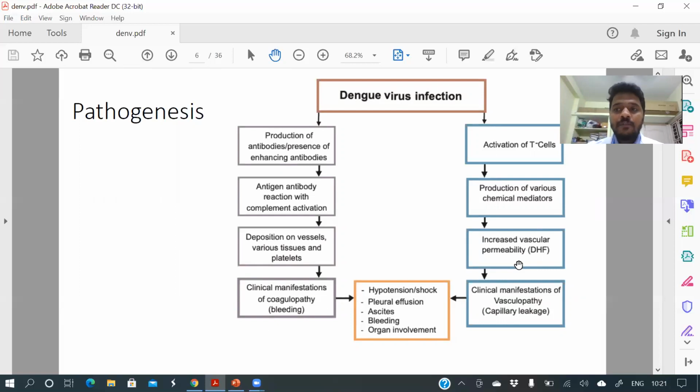So after fixation of the complement, that complement activation complex, the complement destruction complex, C5 to C9, will get formed, and then it will form pores and damage all the cells. So what will happen? It will manifest as clinical manifestations of coagulopathy.